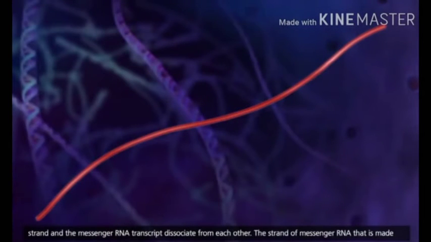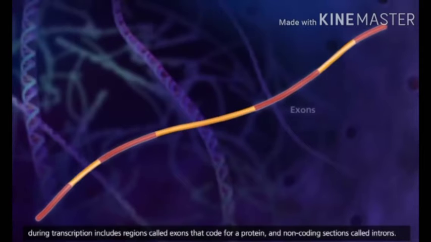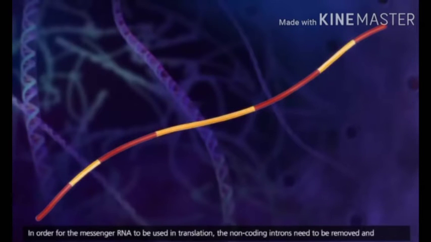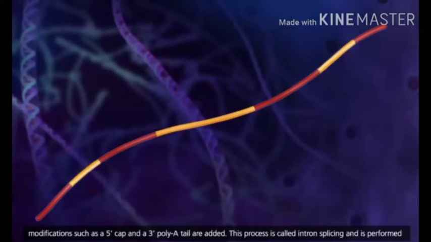The strand of messenger RNA that is made during transcription includes regions called exons that code for a protein, and non-coding sections called introns. In order for the messenger RNA to be used in translation, the non-coding introns need to be removed, and modifications such as a 5' cap and a 3' poly-A tail are added.